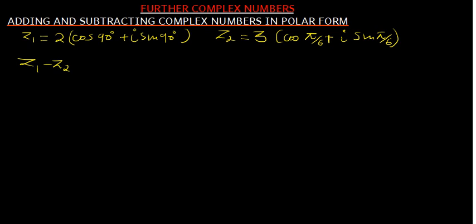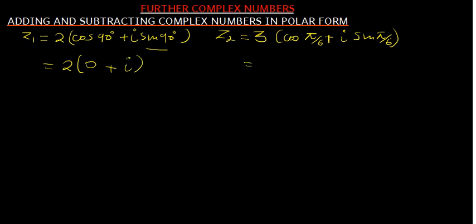So first we are going to express this one in rectangular form. The x components, we add them together with the x components of the other one. So this will be 2, cos 90 degrees is a 0, and then plus sin 90 degrees is a 1. So this will be 1 times i, which is an i.